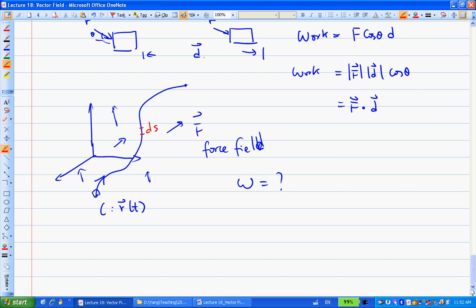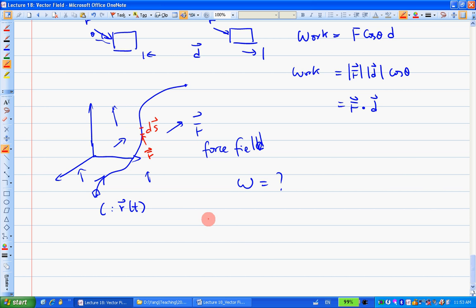Displacement is a vector, so I'm going to use a ds vector. So that's a small displacement vector. Because it's very, very small, maybe it started here and ends here. Where you started, there might be a certain force vector over here. There might be a force here. And because it's small, where it ends, we're going to assume that the force is not going to change with this small ds. Is that clear?